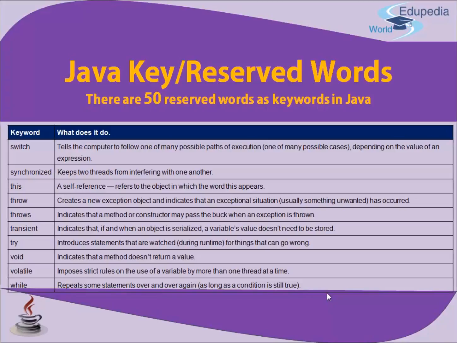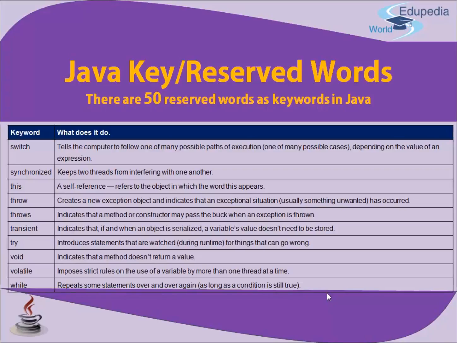Now throws, which is another keyword similar to throw. Throws indicates that a method or constructor may pass the buck when an exception is thrown. That means it will suppress the problem and receive problems, and throw as the throw does. Then you have transient, which indicates that if and when an object is serialized, a variable's value does not need to be stored.